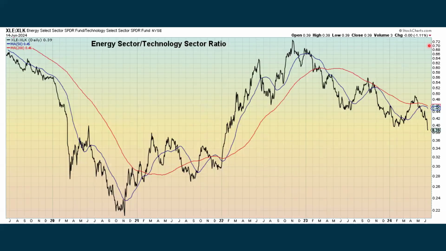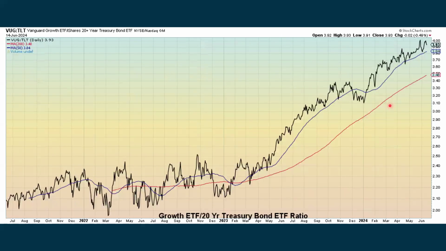Then we do a ratio between energy and tech, showing how energy has been underperforming. Energy was showing a bit of a comeback here, but now it's starting to go down and underperform, and we're still in a longer-term downtrend with this ratio. We look at growth stocks, which continue to outperform government bonds.